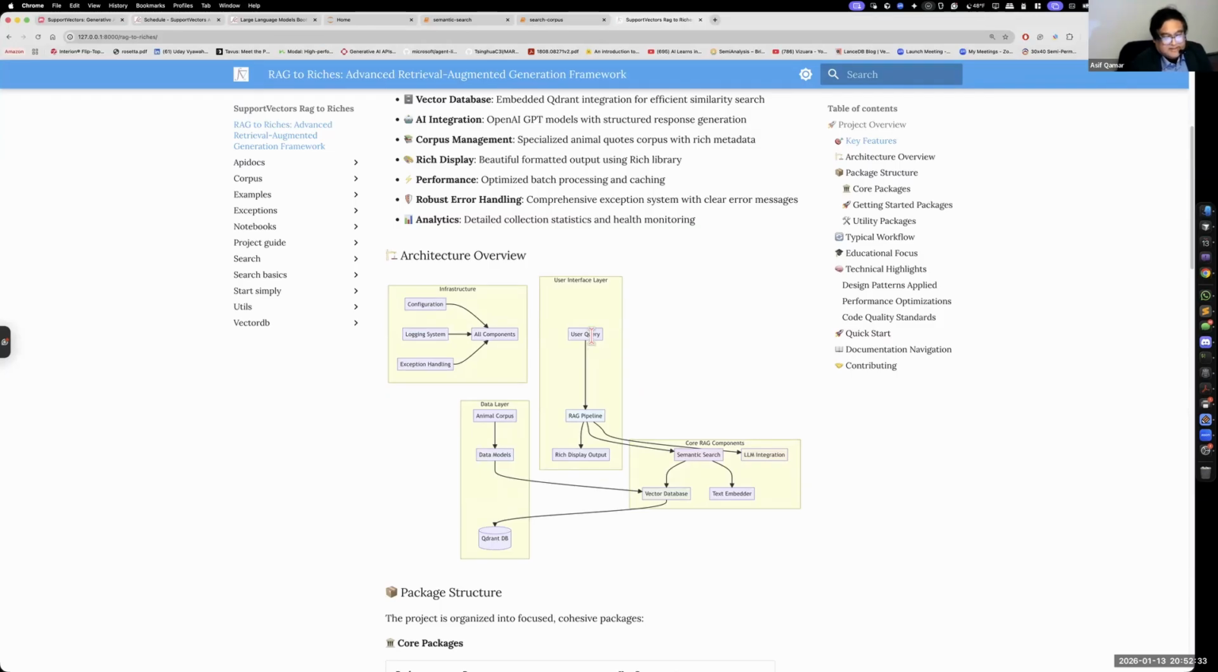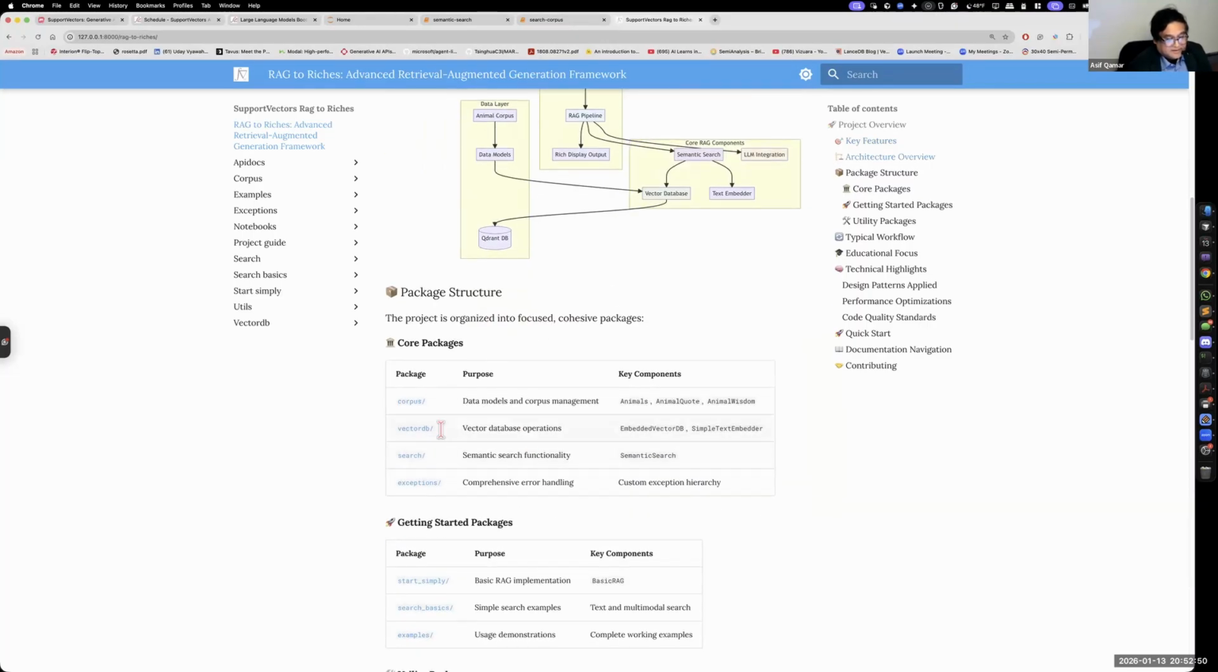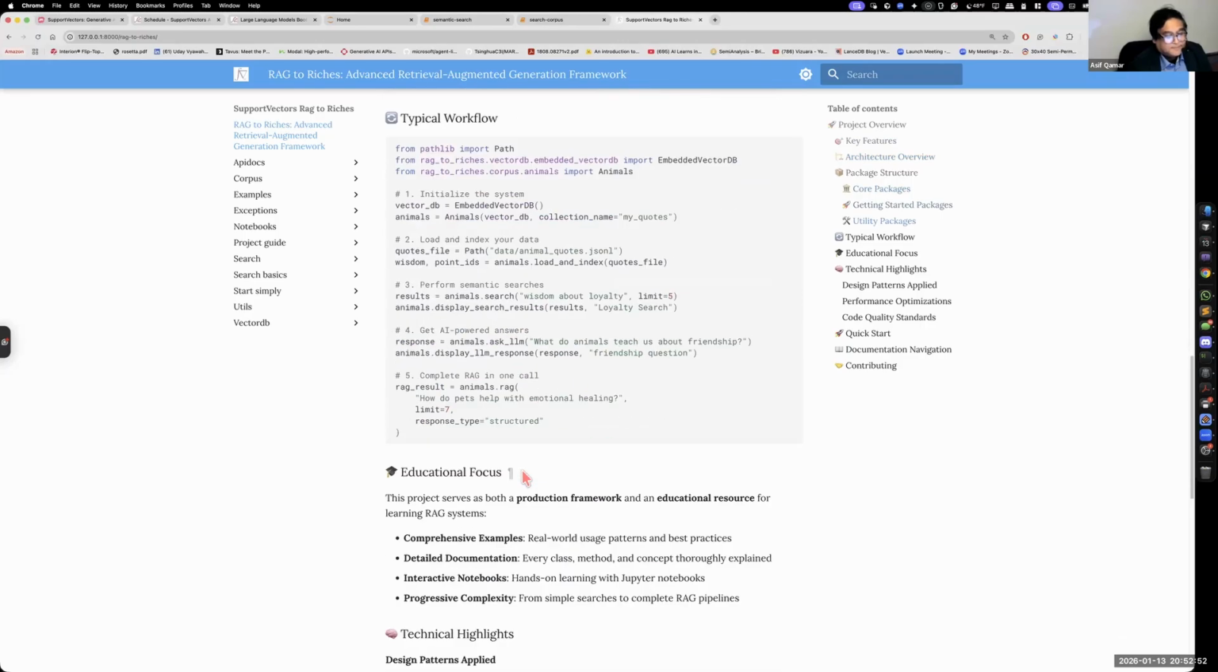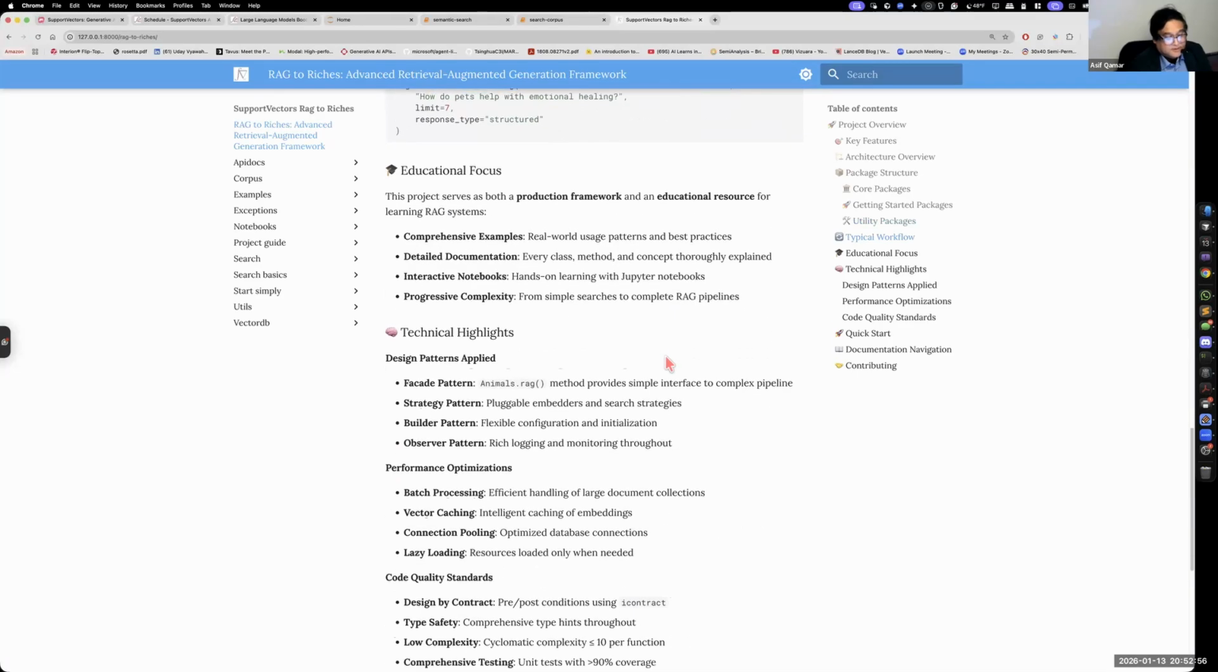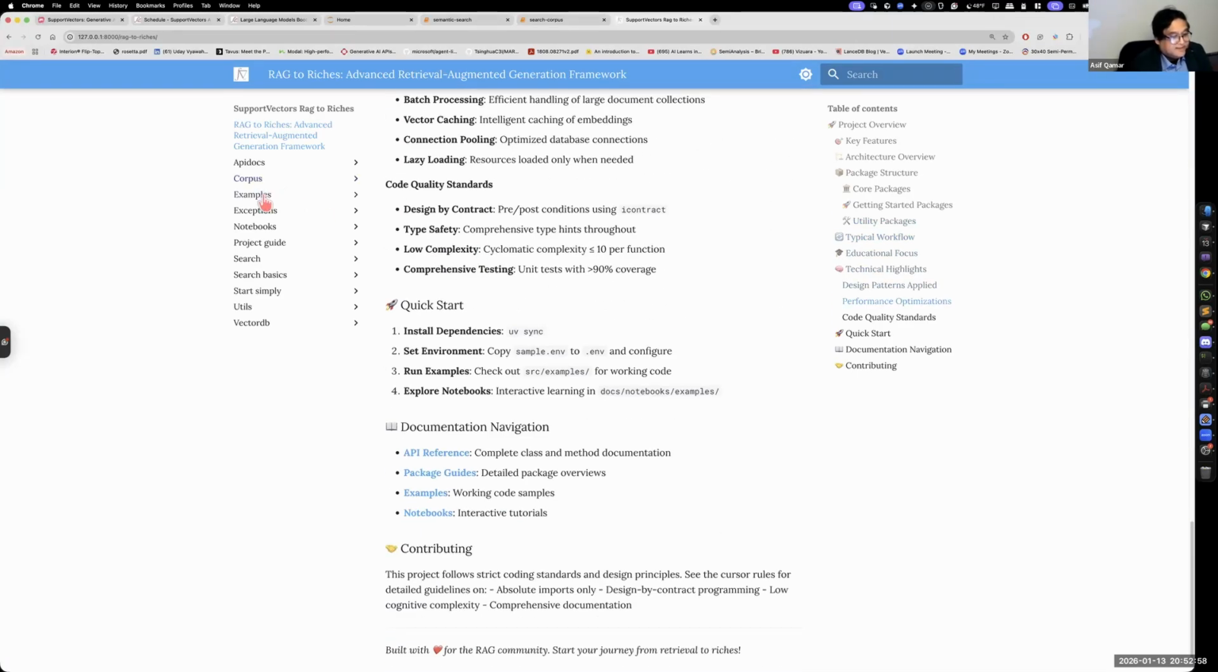So what are the two interfaces, guys? User query goes in, you get results. RAG component, semantic search, you just saw. Vector database, text embedder, image embedder. Data models, animal corpus is the collection of documents. Right? This is the structure of the code. This is how you would use it. Is this useful, guys? You can play with this. Examples are here.